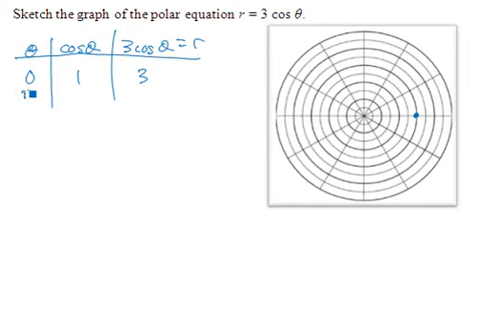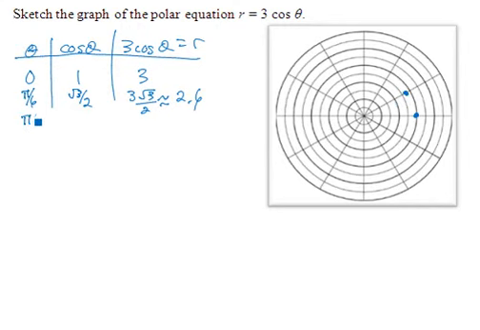If we also look at pi over 6, or a 30-degree angle, the cosine of pi over 6 is the square root of 3 over 2, and when we multiply that by 3, we get 3 root 3 over 2, which is about 2.6 or so. So along this line corresponding to a pi over 6 angle, we have to go out 2.6. So 1, 2, and 2.6 is about here.